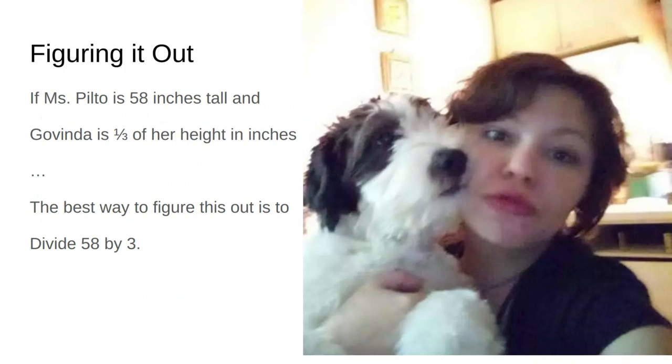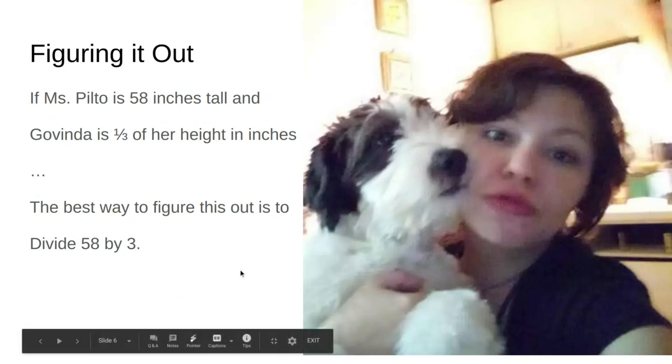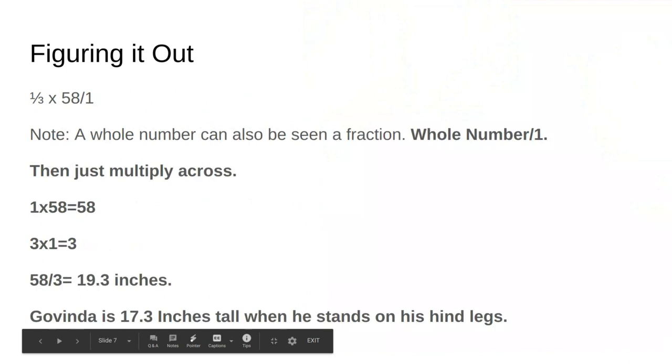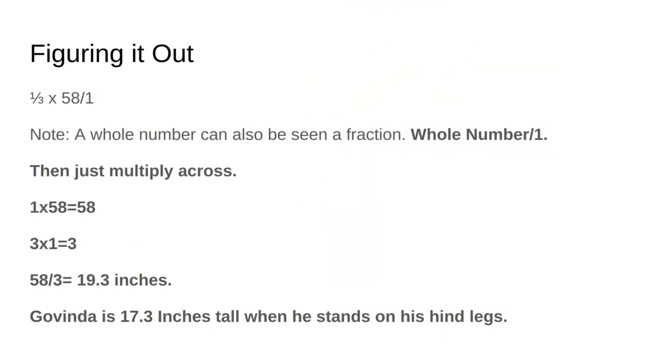We're going to get into that math. Again, he's a cutie pie. He's a sweet. 1/3 times 58 over 1. It's kind of a weird way to arrange the problem, but it's going to help you see how you can use these particular numbers.